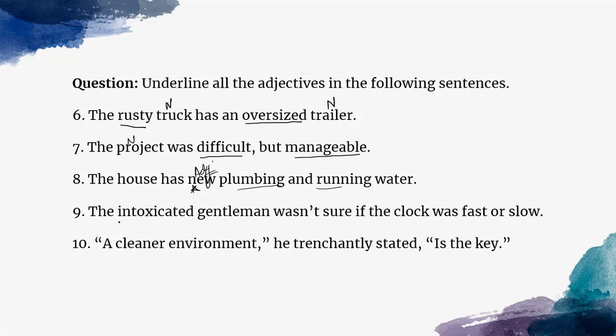Next, the intoxicated gentleman wasn't sure if the clock was fast or slow. So here I have two nouns again. The gentleman is a noun and then clock is also a noun. So gentleman is being described by intoxicated and clock is described by whether it was fast or slow. So these are also two adjectives.